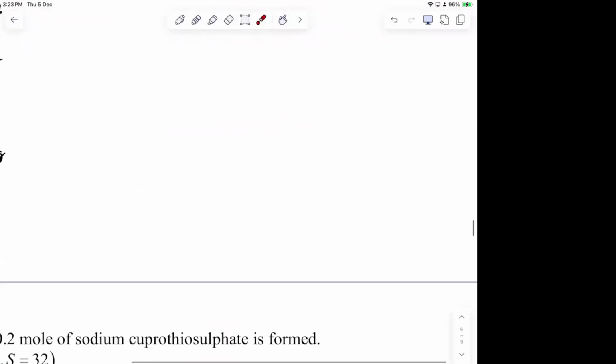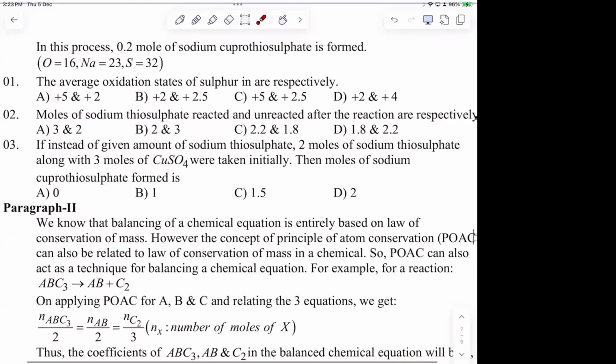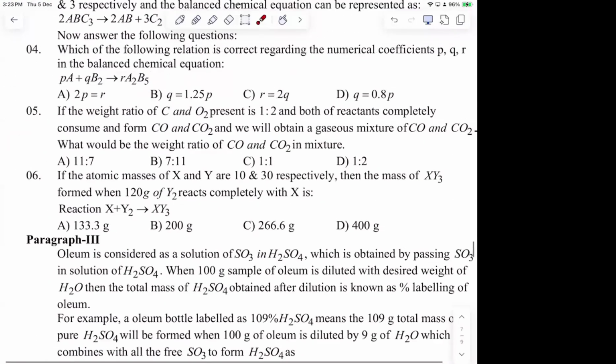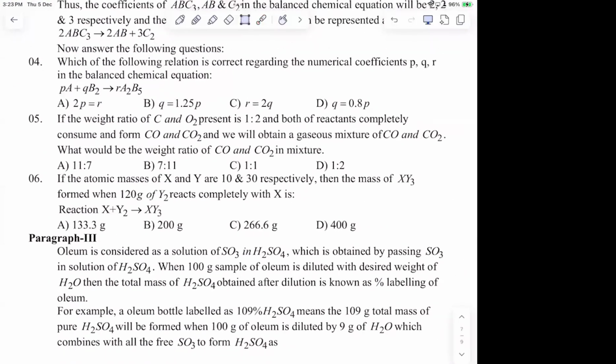Let's notice the next question here. Check out the fifth one. On similar terms, I have a fifth question.